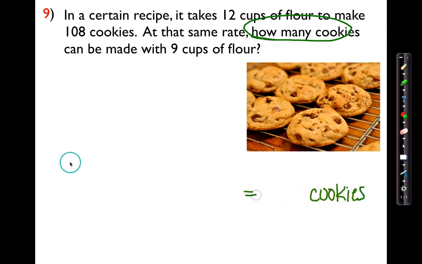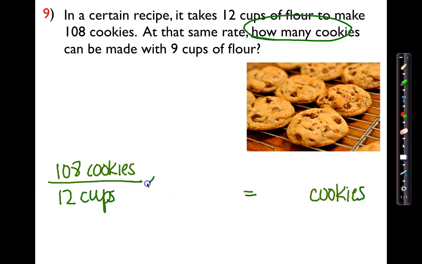Since it's going to end in cookies, you do want to place the rate with cookies in the numerator. So we're going to start with 108 cookies in the numerator, and we can go ahead and put the cups of flour in the denominator. Okay, since we want our final unit to be in cookies, I do want the cups to eliminate. So there's a cup in the denominator, so I'm going to put the cups in the numerator. They specifically asked for 9 cups of flour, so I'm going to go ahead and put 9 up here. And this is just a placeholder, so I'm going to put a 1.